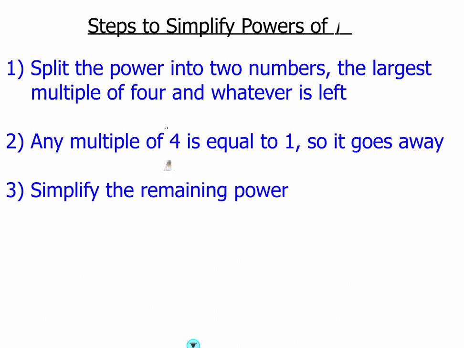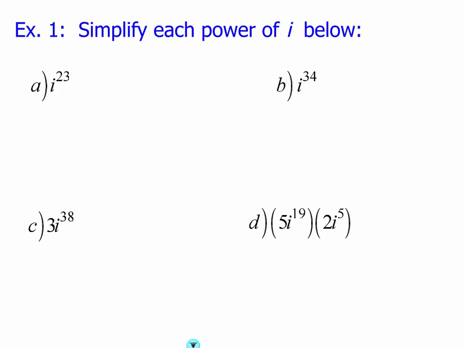So let's talk about how to simplify. The steps to simplify powers of i work like this. The first thing we're going to do is split our power into 2 numbers: the largest multiple of 4, and then whatever is left. Since any multiple of 4 is equal to 1, it just goes away. And then we just simplify whatever our remaining power is. So let's take a look at some examples and how that works.